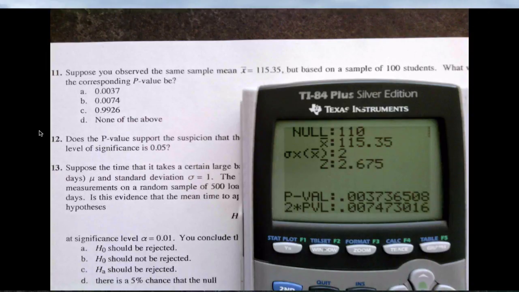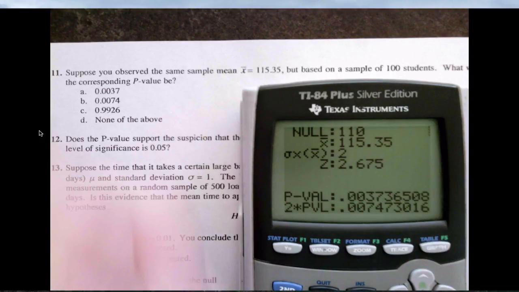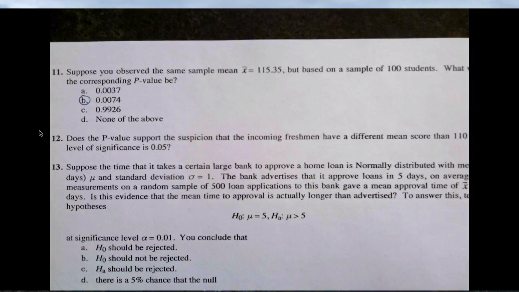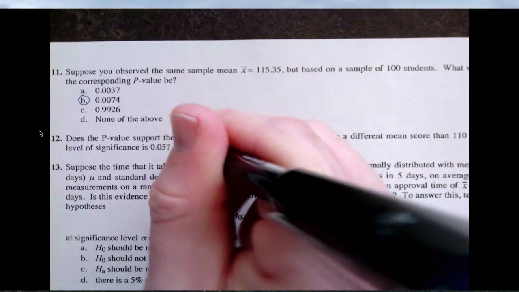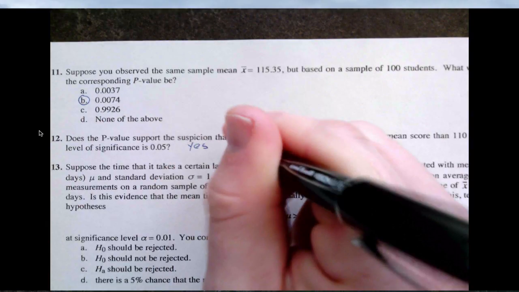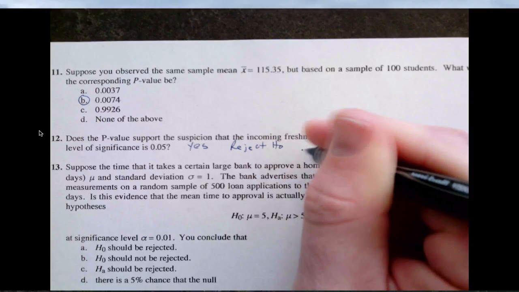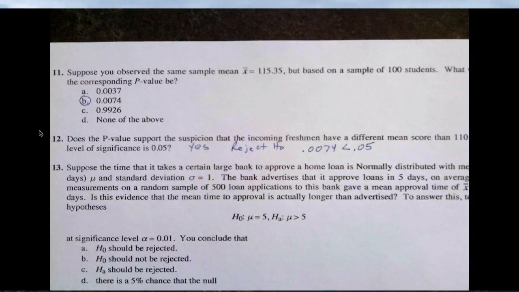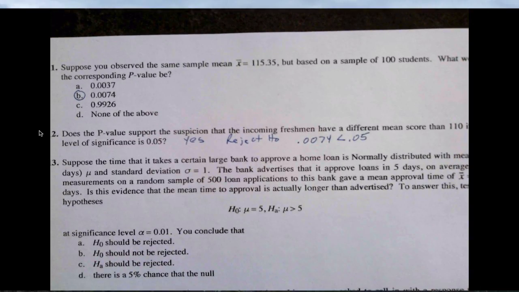Okay, the p-value now, again, we're using a double test, is 0.0074. All right, does the p-value support the suspicion that the incoming freshmen have a different mean score of 110 if the significance level is 0.05? Yes. Now we reject the null because 0.0074 is less than 0.05. So changing the sample size to 100 drastically changed the results.